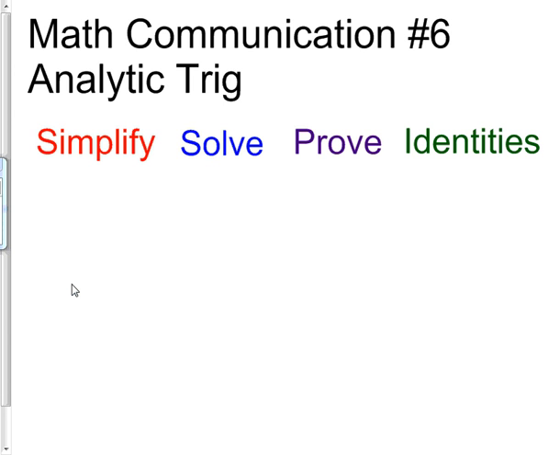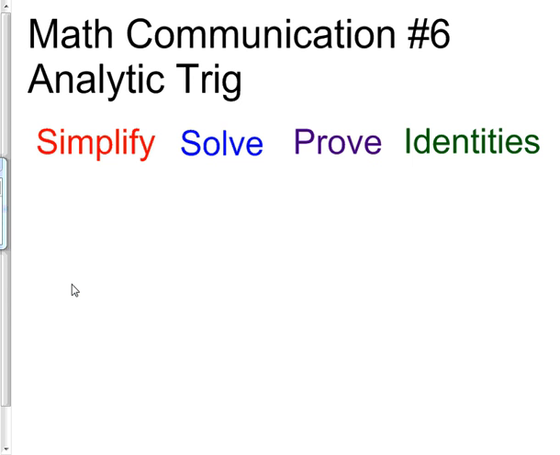Okay, our last session before the big test. To start with, there are four major kinds of things. There are some things that are just identities. You just simply have to know what you could replace with this. And we'll do a little practice on that.